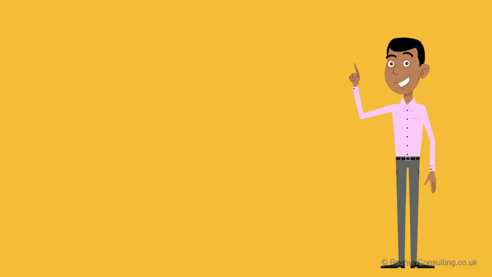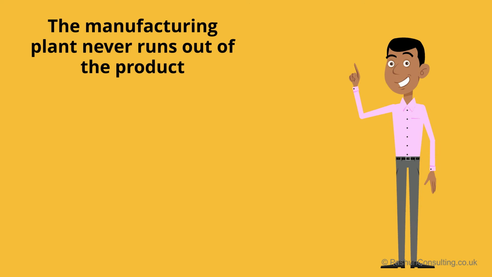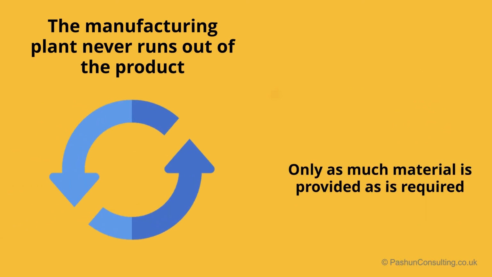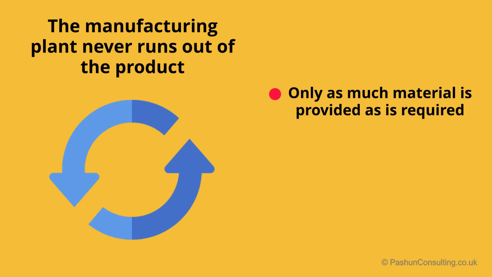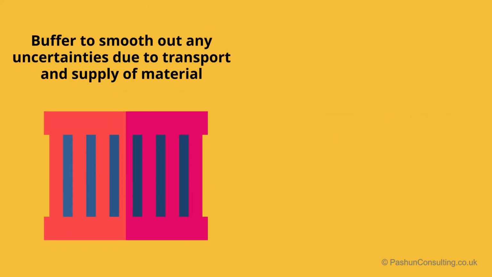This will ensure that the manufacturing plant never runs out of the product. It's a closed-loop system. Only as much material is provided as is required. This eliminates the chances of an oversupply of production material. The spare bin works as a buffer to smooth out any uncertainties due to transport and supply of material.